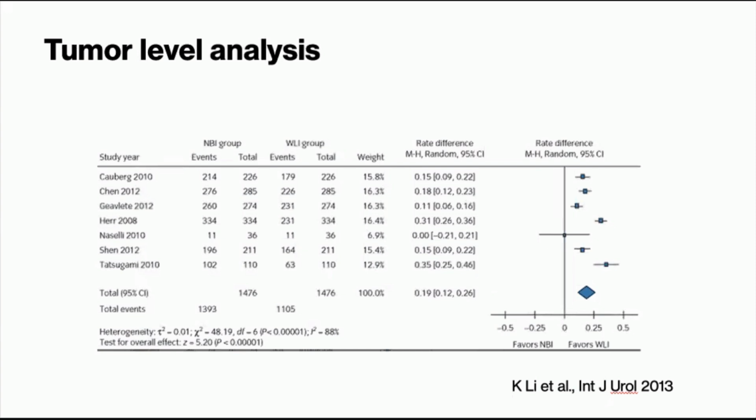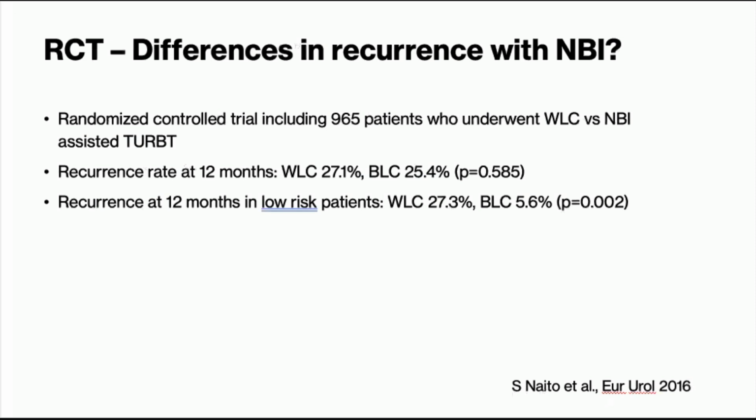But what about the outcomes? Well, this was an RCT by Naito in 2016 on almost 1,000 patients who underwent either white light cysto or narrowband imaging assisted TURBT. And what they showed was that there were similar rates of recurrence in 12 months. In other words, it was a negative study, not statistically significant. But the interesting thing is, specifically in the low risk group of patients, they actually did find a significant difference in your rate of recurrence at 12 months.